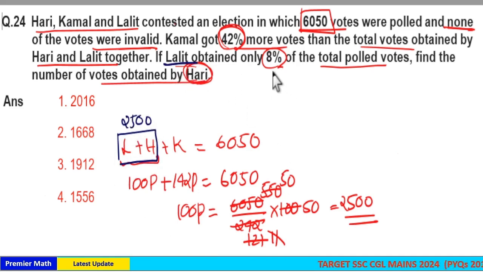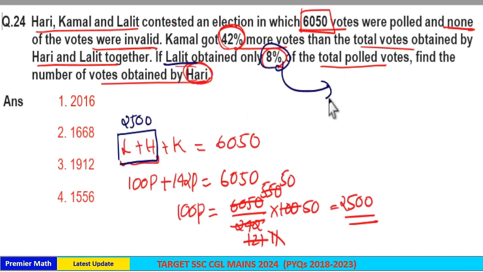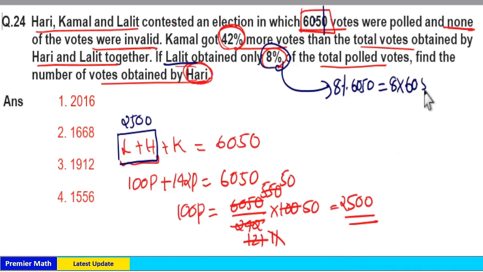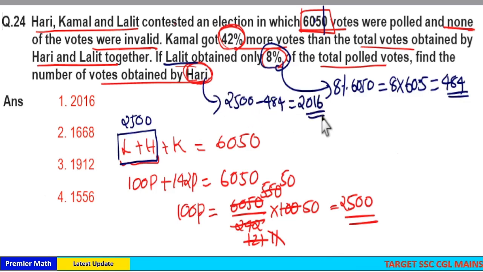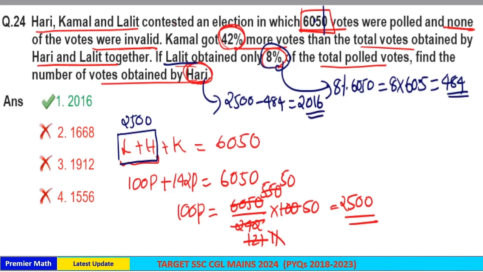And Lalit obtained 8% of the total votes polled, which means 8% of 6050. 10% of 6050 is 605. 1% is 60.5. Then 8% is equal to 8 into 60.5, which is 8 into 60, 480, 8 into 0.5, 4. So 484 votes total, which means Hari won 2500 minus 484, that is 2016 votes. Option 1 is your answer.